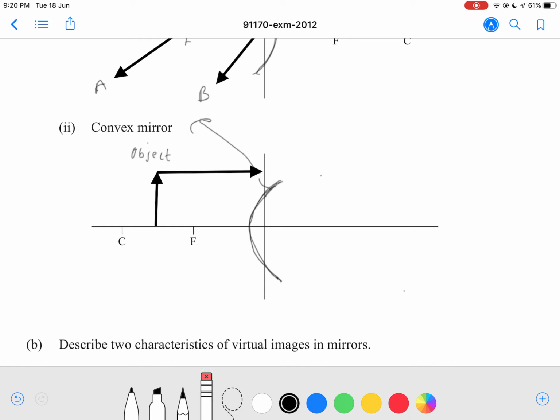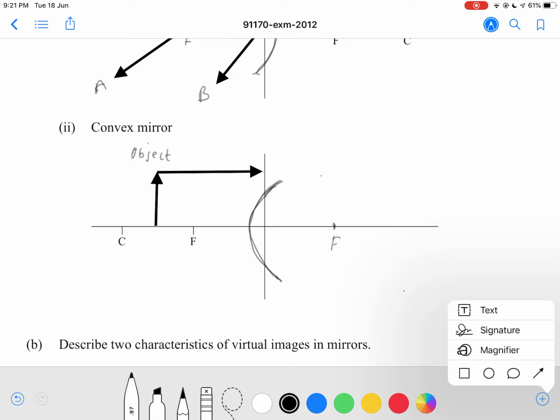So we need to redraw the focal point on the other side. We just need to measure out the focal point and redraw it on the other side. It should be somewhere here. I know it's not very accurate. In the exam, you'll have a ruler to measure it out, but I don't have a ruler with me right now, so it makes it a bit harder for me. So we have our focal point on both sides.